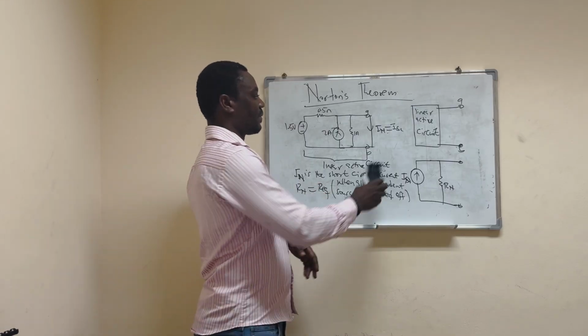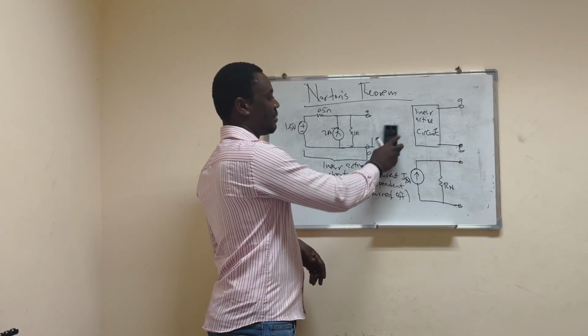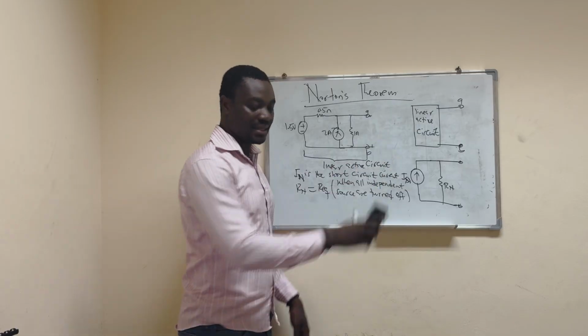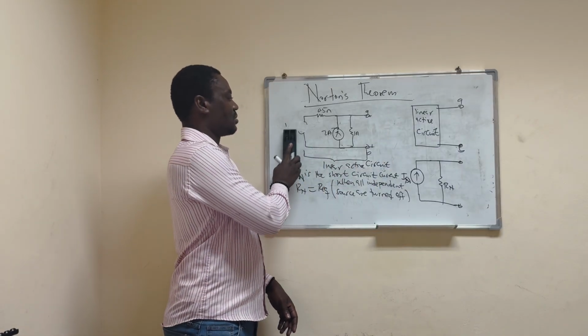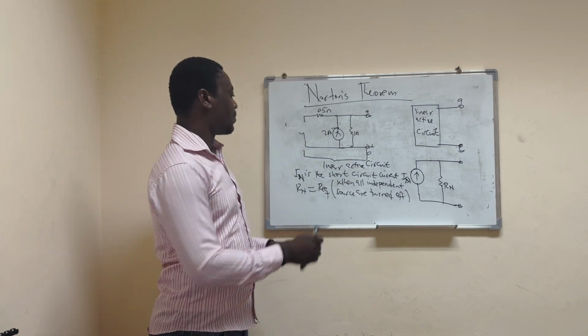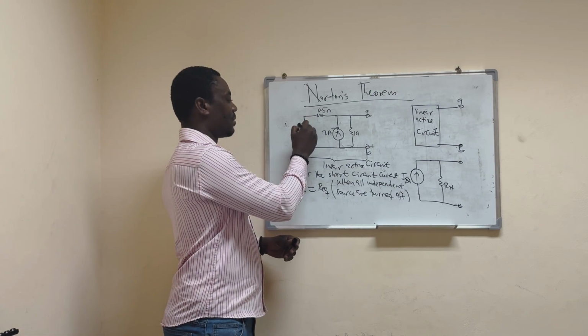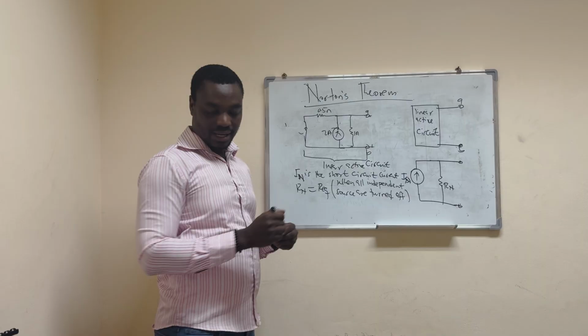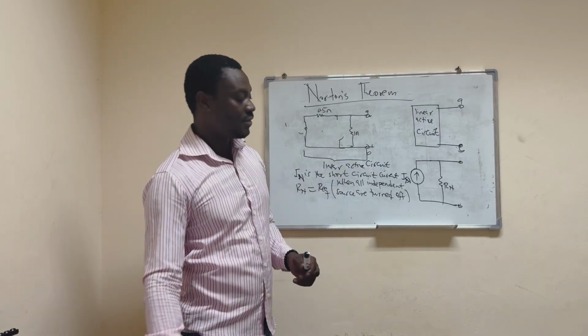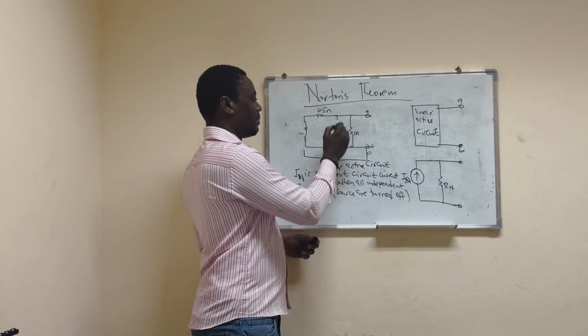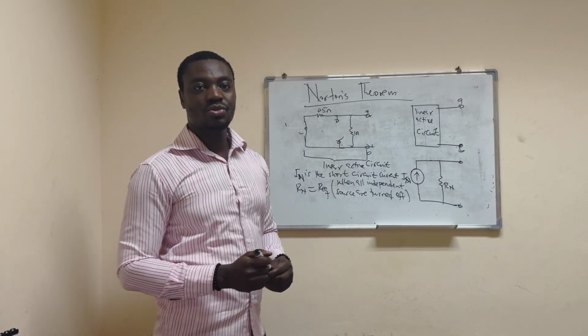So here, I will remove the wire, so that I have my linear active circuit. Then I'll turn off all independent sources. So I have this voltage source, and you turn it off by connecting a wire. Then when you come to the current source, it is turned off by removing the current source so that it will be open.